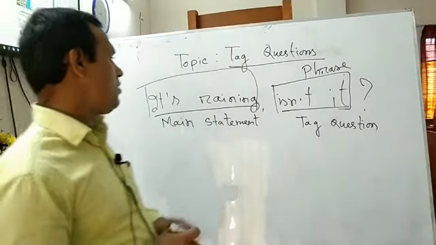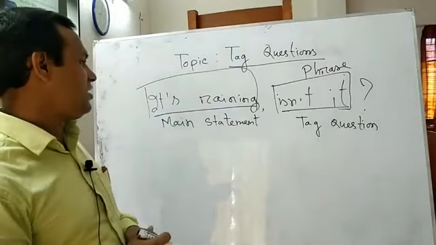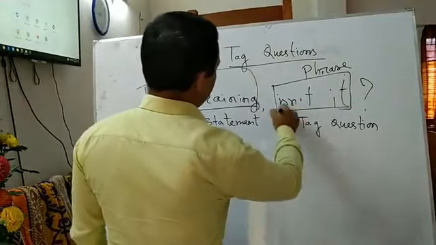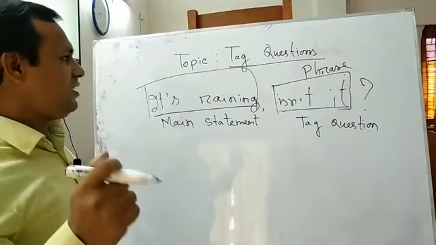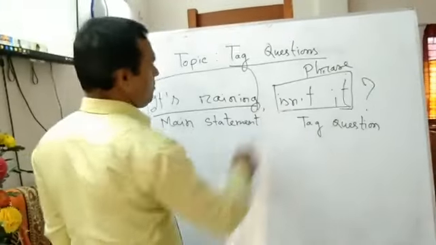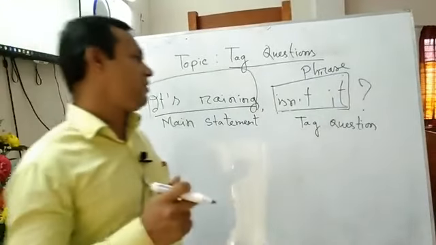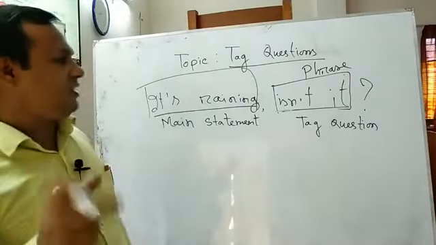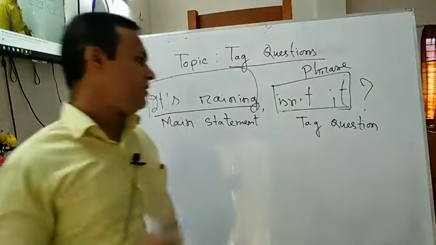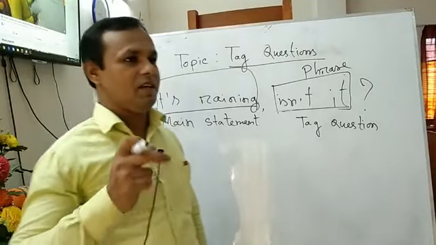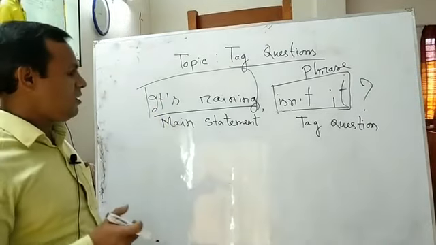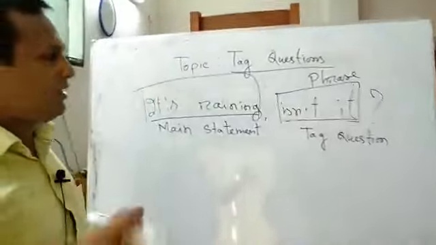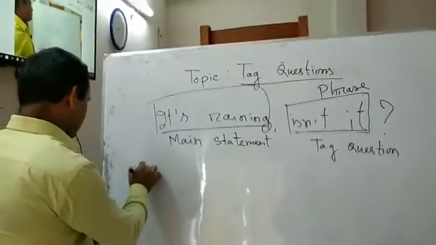So how is the tag question written? See that a tag question starts with an auxiliary verb, that means auxiliary verb plus not plus subject, if the statement is an affirmative sentence. And if the statement is a negative sentence, operator plus subject. So we can write the structure.